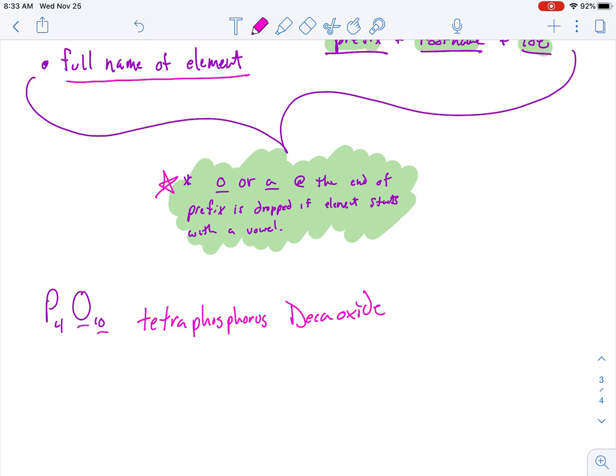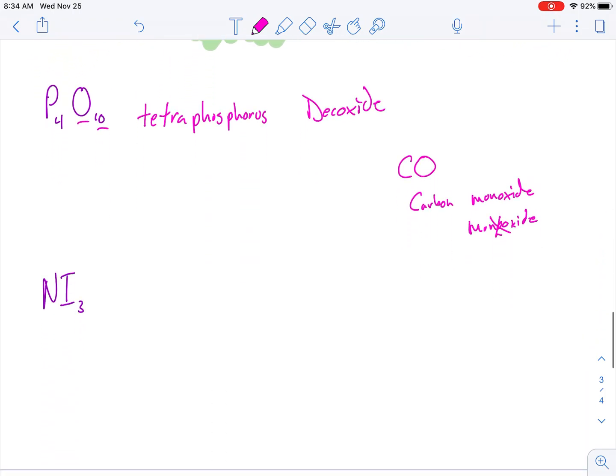And because it's a mouthful, they came up with this rule up top here. When you have an O or an A at the end of the prefix, it's dropped if the element starts with a vowel. So instead of decaoxide, I remove that A, and this turns into just decoxide, which, believe it or not, sounds a lot better. Another example of that would be CO, or carbon monoxide. I didn't say monooxide because that sounds ridiculous. I dropped the O from the prefix, and that turned into just monoxide, carbon monoxide.